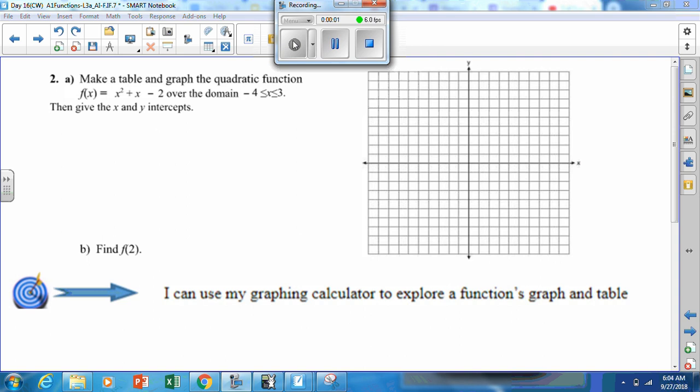Line, 2 points, easy peasy. And our learning target: I can use my graphing calculator to explore a function graph and table.